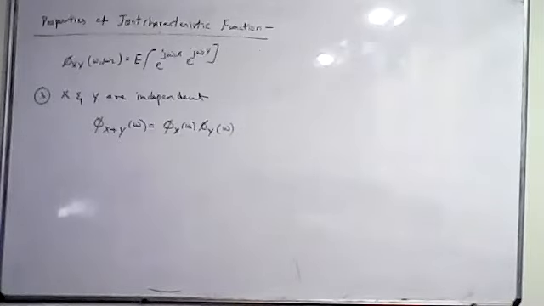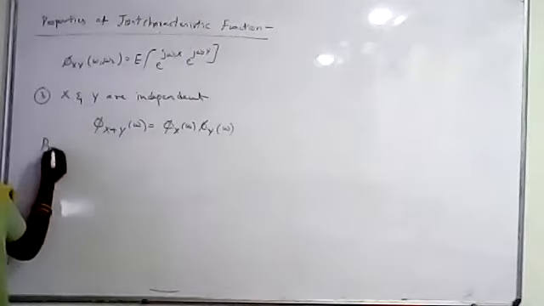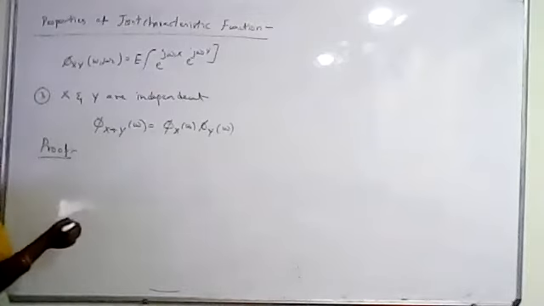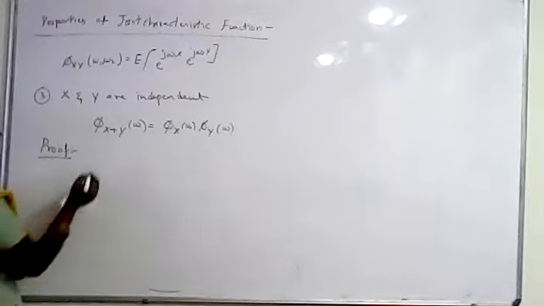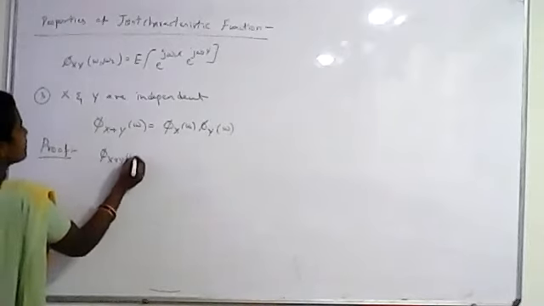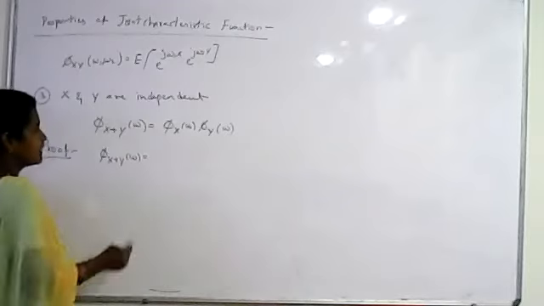So what is the third property here? If x and y are two independent random variables, phi x plus y of omega is equal to phi x of omega into phi y of omega. Okay. So now you see the proof of this. The proof of this is similar to the second property. So we know that phi x plus y of omega will be equal to, okay.